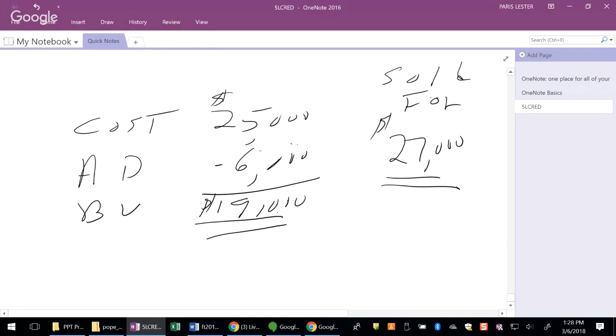All right. Now figure this out for me. Figure total gain. How much of that total gain is 1231? How much is 1245? Total gain will equal to these two. Total gain, section 1231 gain, and 1245 gain. Give me three numbers from that little scenario.